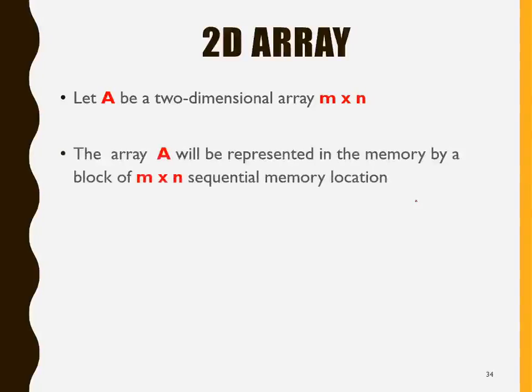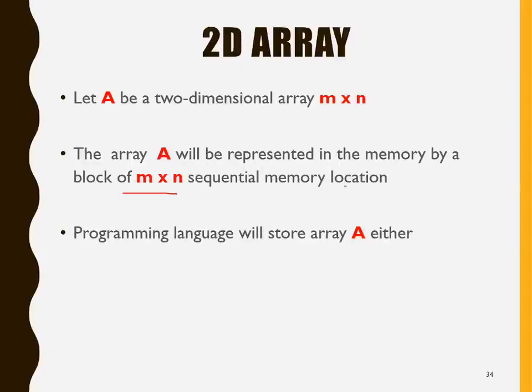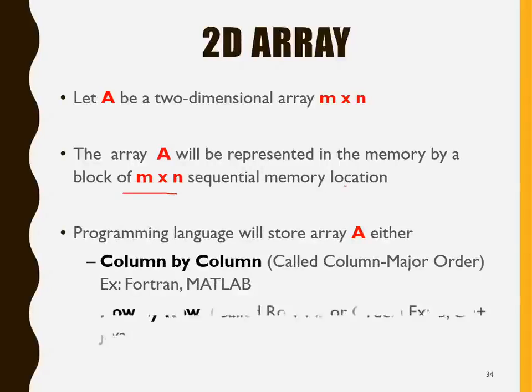Next, a two-dimensional array is represented in memory by a block of m cross n sequential memory locations. As the array is a sequential memory location based data structure, the programming language will store the array either column by column, or it can store the elements row by row. If it stores the elements column by column, means first column, then second column, then third and fourth, it is referred to as the column major order representation of that array. If we store the elements by row, we have row major order.